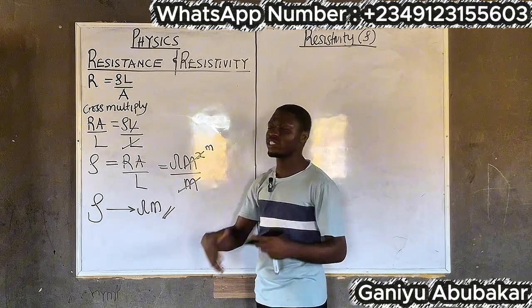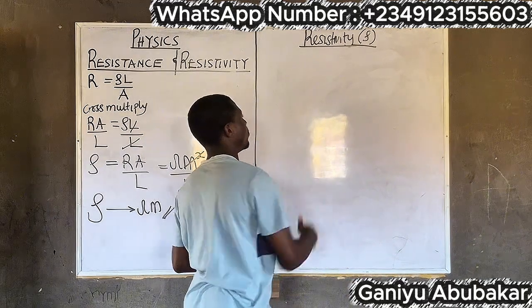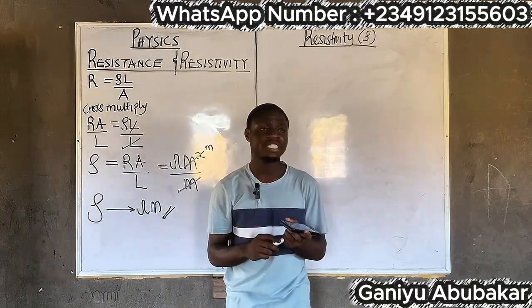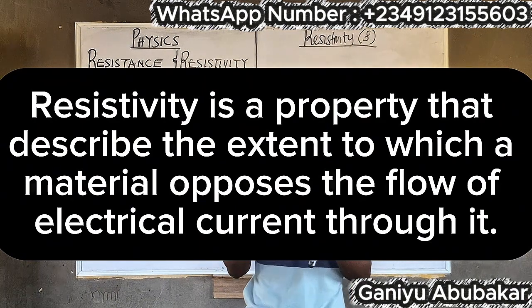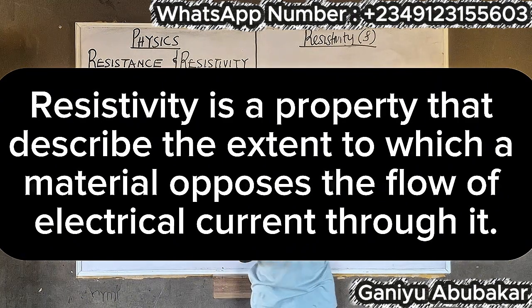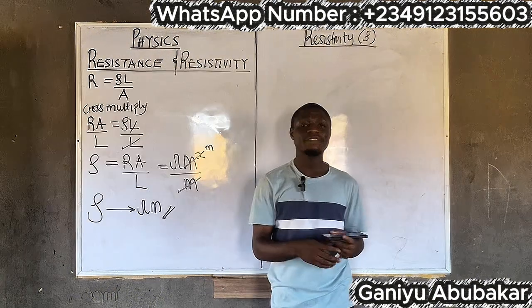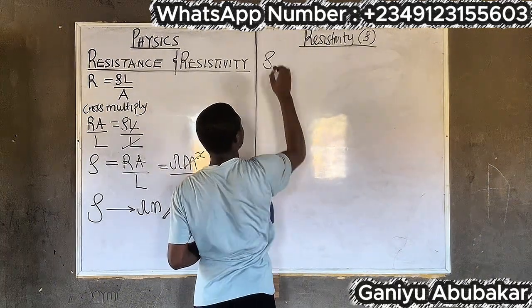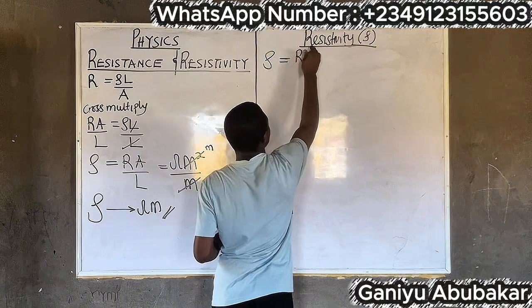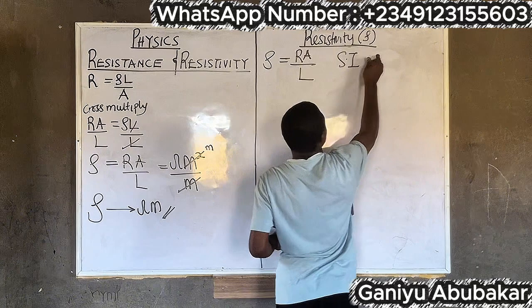All right, we've been discussing resistivity. I've mentioned resistivity so far, right? So let's define resistivity. What is resistivity? Resistivity is a property that describes the extent to which a material opposes the flow of electrical current through it. The symbol is rho, and it's equal to R A over L.